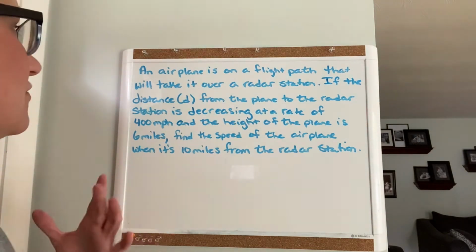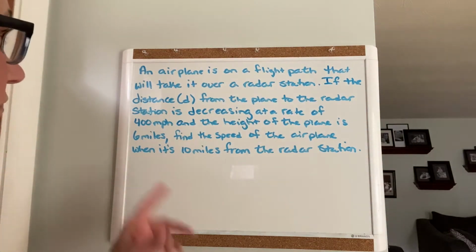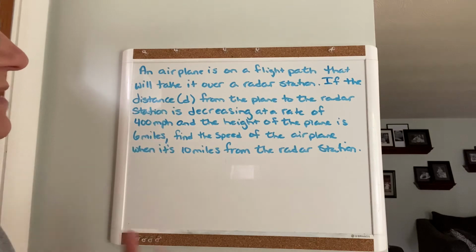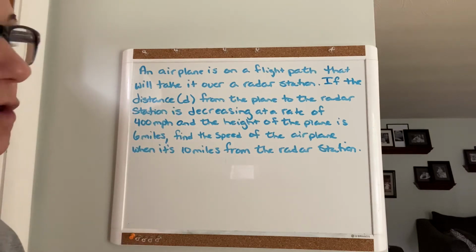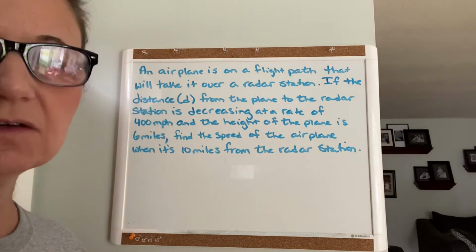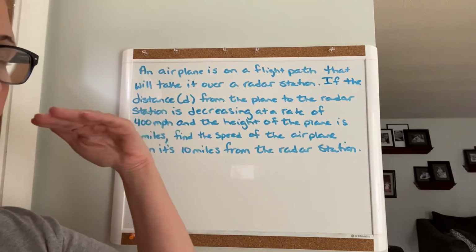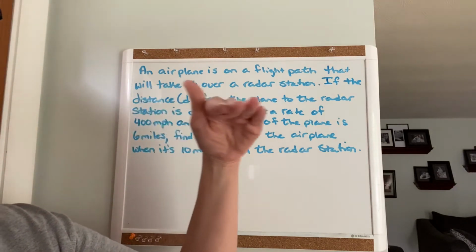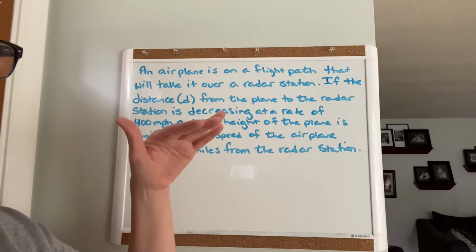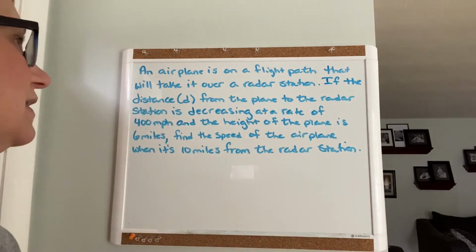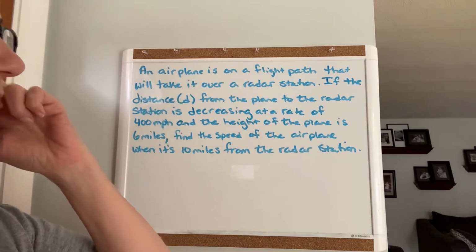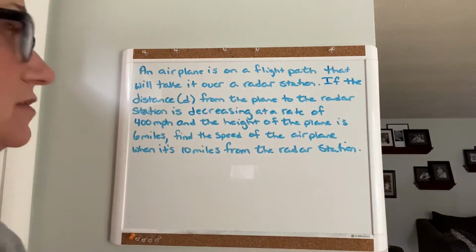So for this first word problem, it says an airplane is on a flight path that will take it over a radar station. Now, I didn't write it because I don't have enough board space. If I had more board space, I'd probably write the plane is on a flight path that is parallel to the ground. That's how most planes fly. But you need to assume that that airplane is flying parallel to the ground.